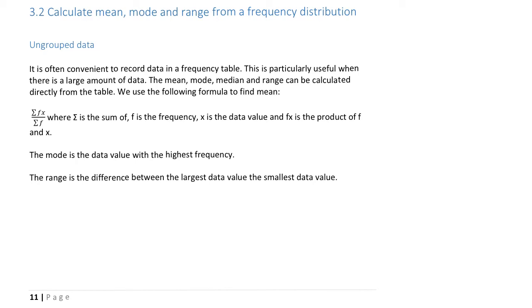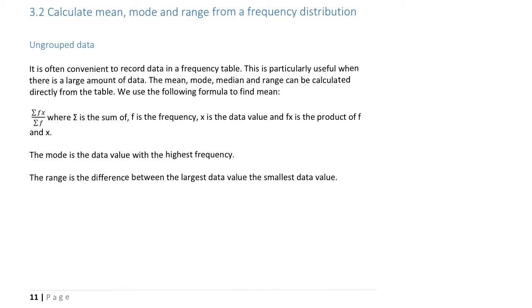Calculate the mean, mode, and range from a frequency distribution. First thing to think about here is that a frequency distribution is just a frequency table where we'll have our list of values and then the number of times in which they occur, and it's a more convenient way to record the data, especially when there's a large amount of it. It's just so much quicker than having to write it down individually.